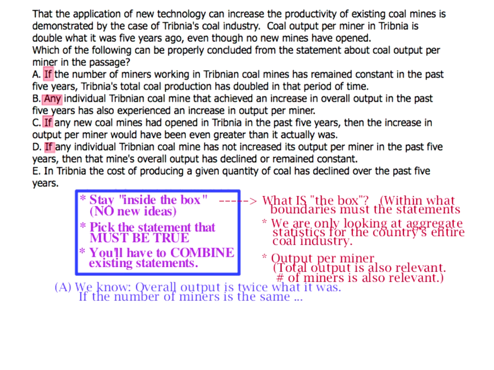So output is equal to number of miners times output per miner. So if this is the same, then this must be exactly twice as much as it used to be, because otherwise there's no way that the product could have doubled. So A is the statement that must be true. We'll look at the others in a second.